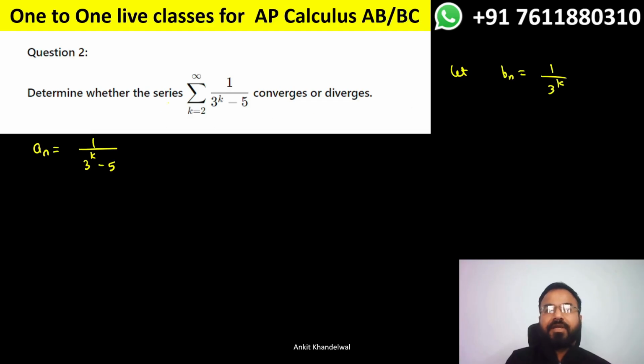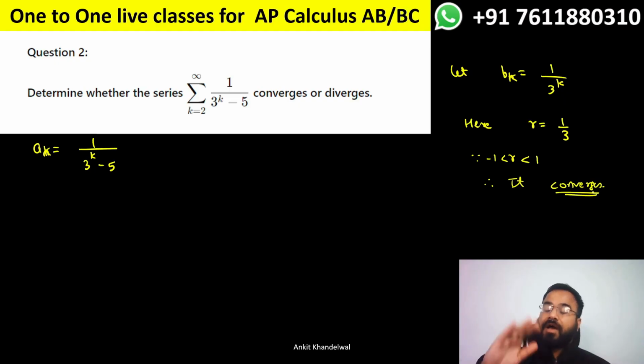Actually it is using k over here, so let's say ak, and here it is also bk, 1 upon 3 power k. Now we know that 1 upon 3 power k is a geometric series. According to geometric series, what is r? R is 1 by 3. Since r is lying between minus 1 and plus 1, therefore it converges. If r is greater than 1 or less than minus 1, then it diverges. Right now it is converging.